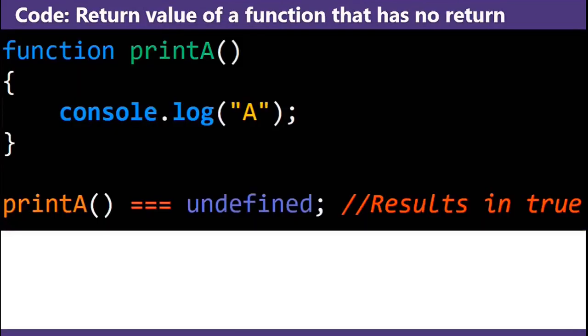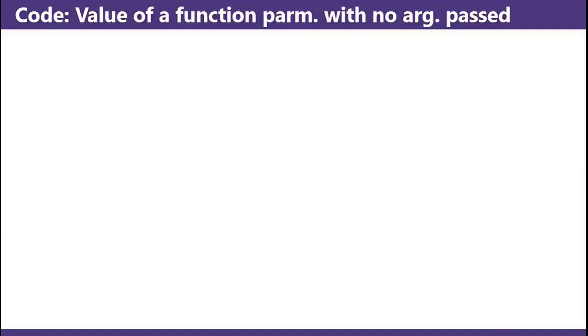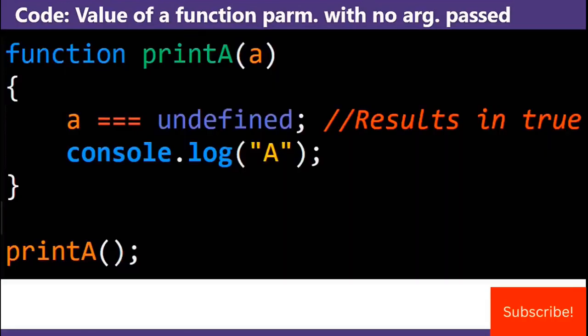Return value of a function that has no return: this printA function doesn't return anything, so if you call it, its return value is undefined. Value of a function parameter with no arguments passed: printA should have an argument a. You don't pass it an argument a, so a is undefined.